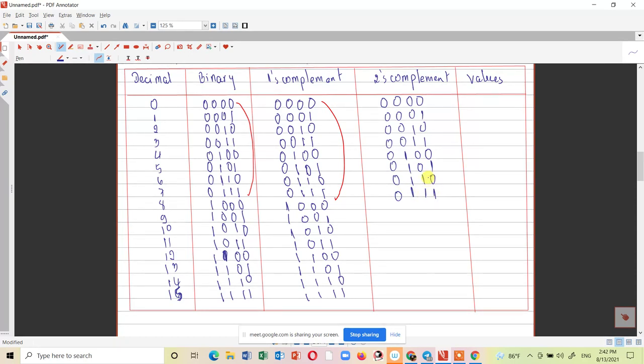0000, 0001, 0010, 0011, 0100, 0101, 0110, 0111. This is for our leading zero, and this one is the same in binary, so the value is 0, 1, 2, 3, 4, 5, 6 and 7. This is the value of one's complement and two's complement.